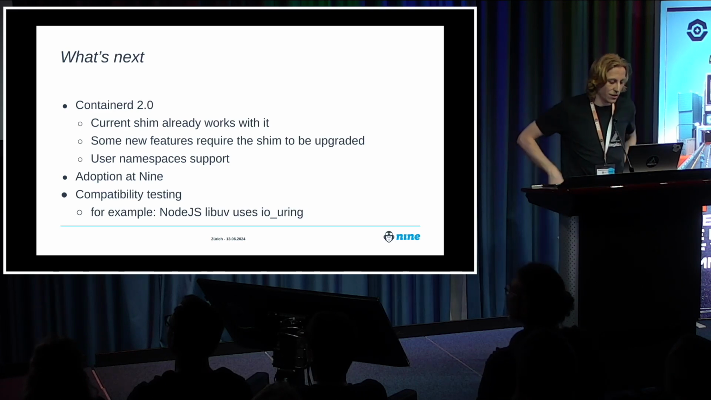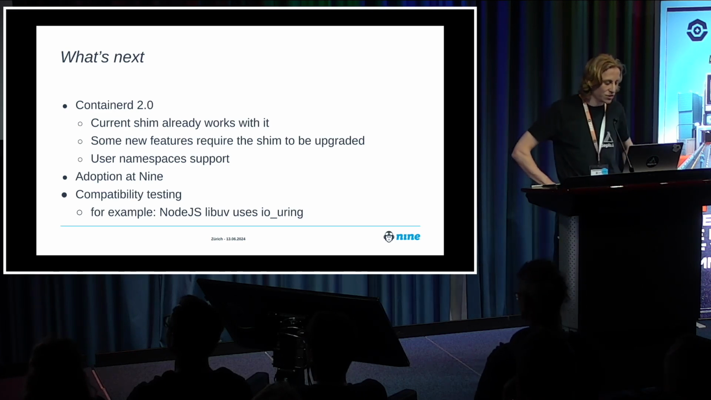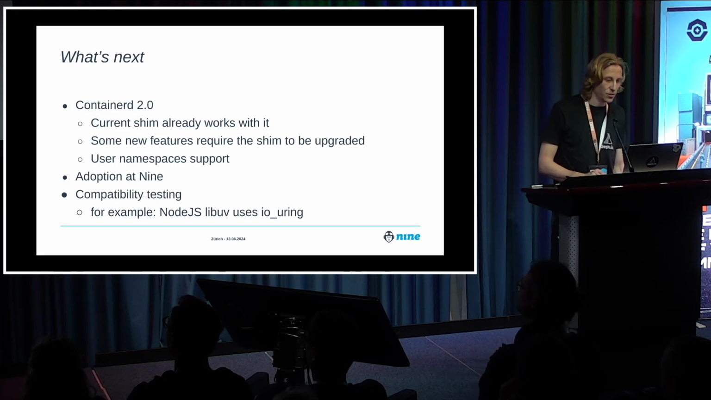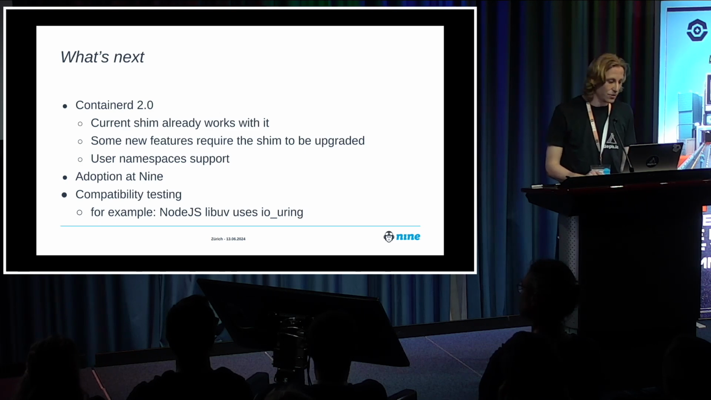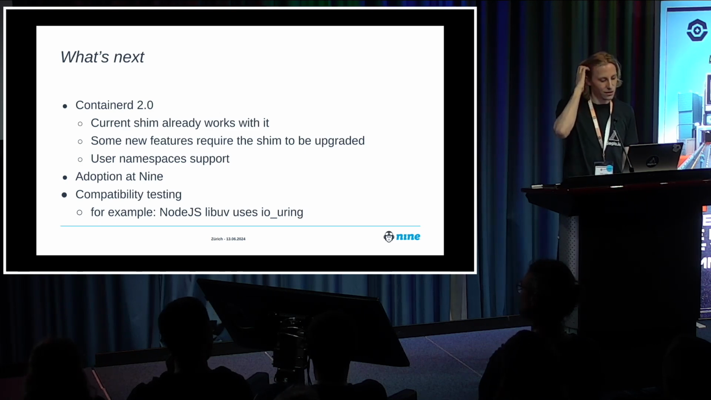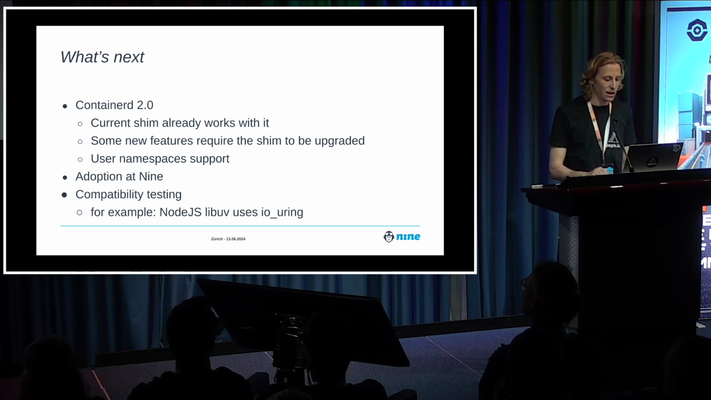I'm not into the Node ecosystem too much to know if this library is really used much. But it uses io_uring, which is a newer kernel concept. And CRI-O doesn't support it yet. There's a PR open for quite some time now. We'll see what happens. Eventually, CRI-O will get support for it, and then Zero Pod will automatically get support as well.